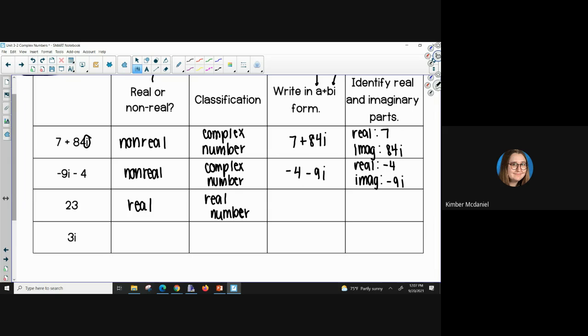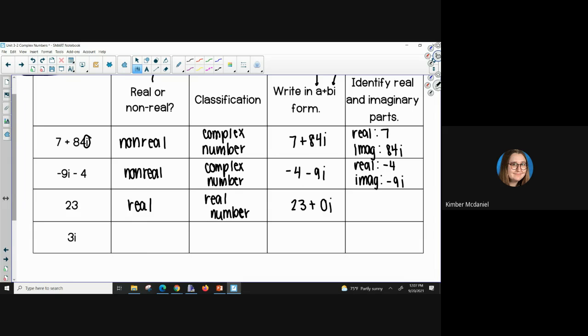Okay. Now, you guys told me that we're missing the imaginary part. But in order to write it in a plus bi form, we still need to have an imaginary part. So I can write this as 23 plus what? 0 bi. Close, just 0i. So if you're missing the imaginary part, you're going to put a placeholder of 0i.